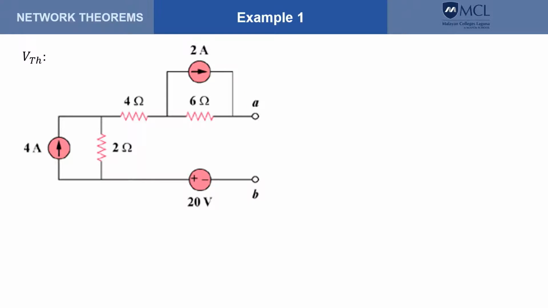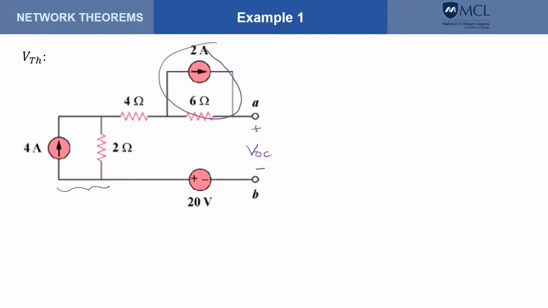To compute for VTH, we use this circuit and determine the voltage across these terminals. So this is our VOC, where this is plus and this is minus. To get VOC, we need to simplify the circuit. Now we notice that this part here is a current source in parallel with a resistance, and likewise for this. So we can use source transformation to simplify the circuit.